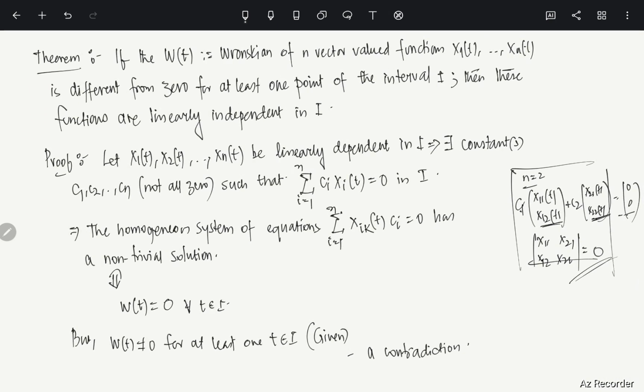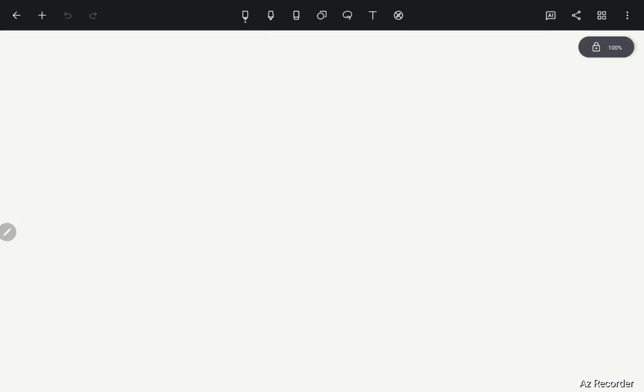So what did we prove? We proved that given n vector valued functions, you define a Wronskian. If that is non-zero at least one point, then you are dealing with a linearly independent set of functions. Clear? Okay. Now what about the converse?